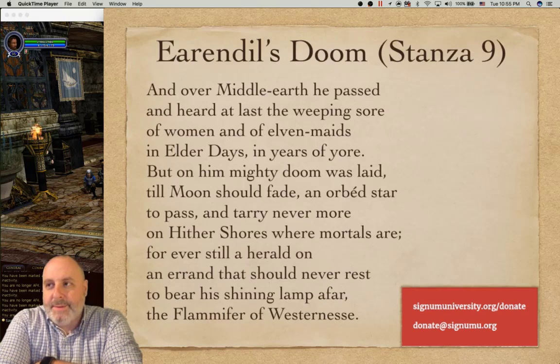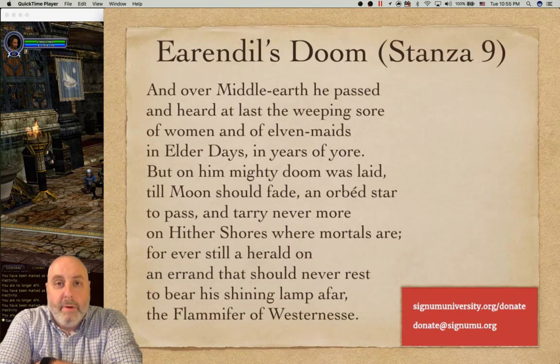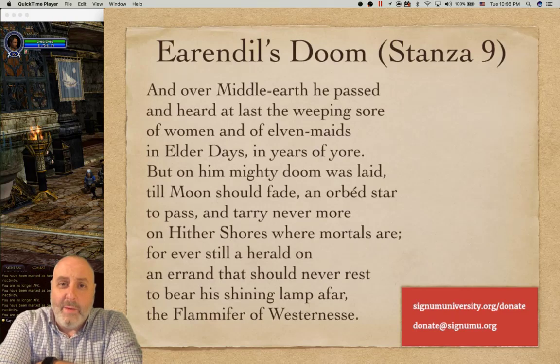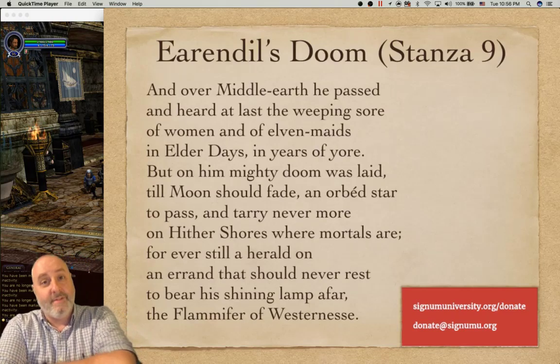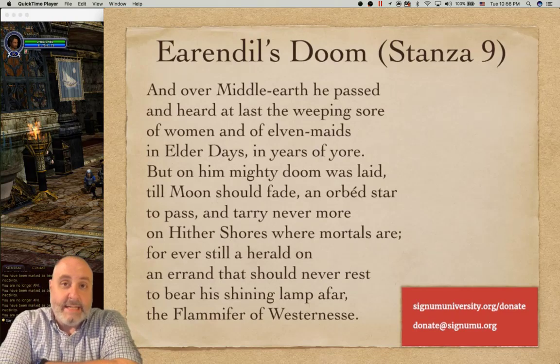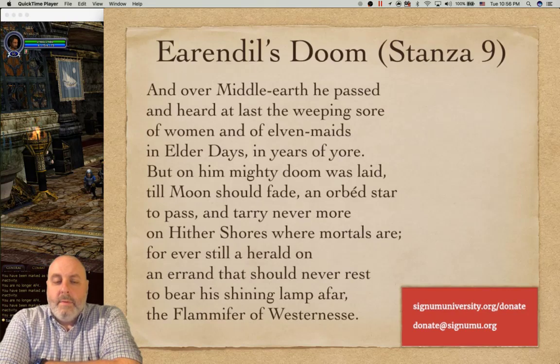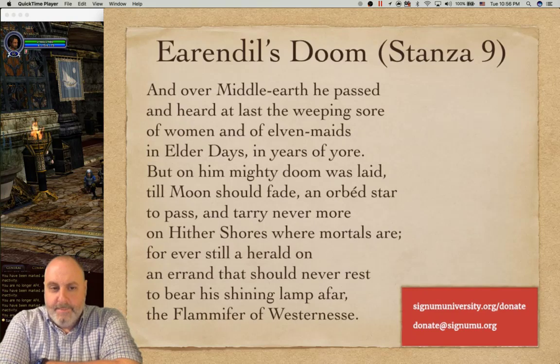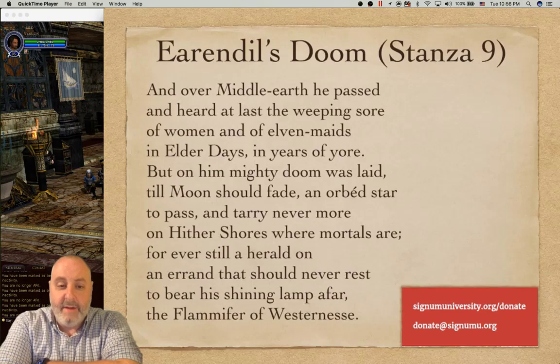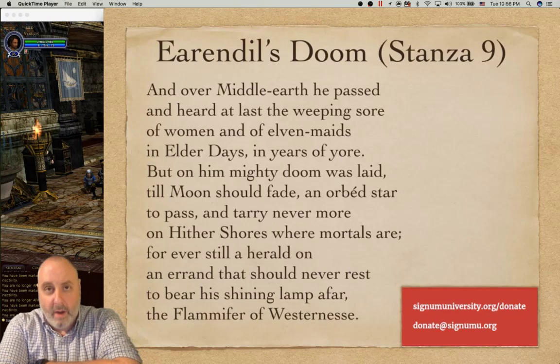Let me ask another question. Why does the next line begin with "but"? In order to answer that question, let us look at the syntax of the final sentence of the poem, which is the last 8 lines of the stanza. "On him mighty doom was laid, till moon should fade, an orbed star to pass and tarry nevermore on hither shores where mortals are." Semicolon.